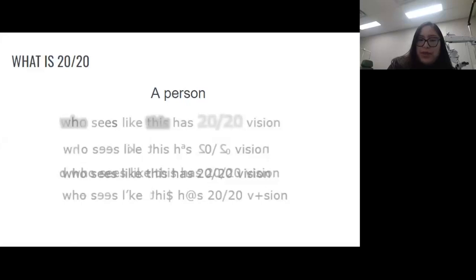vision. So if you look at this first line here, you can see it like this with splotches and you can still see 20/20. A person can reverse letters and still see 20/20. You can see doubling and still see 20/20. You can have trouble even processing the letters at all and still see 20/20. So that's why we need to dig deeper.